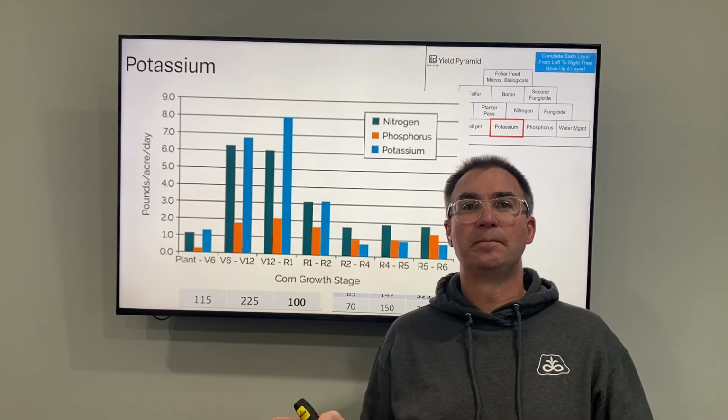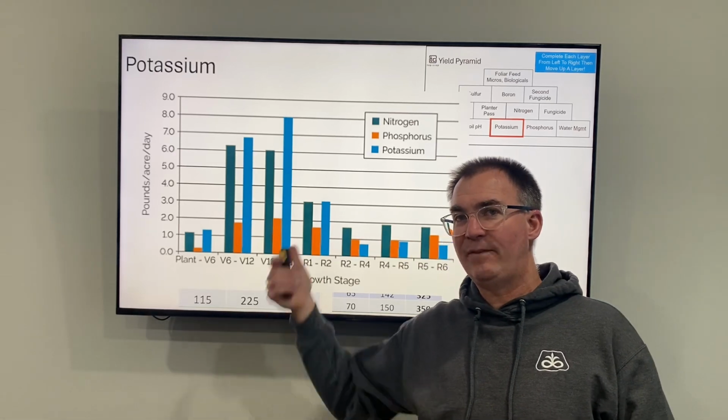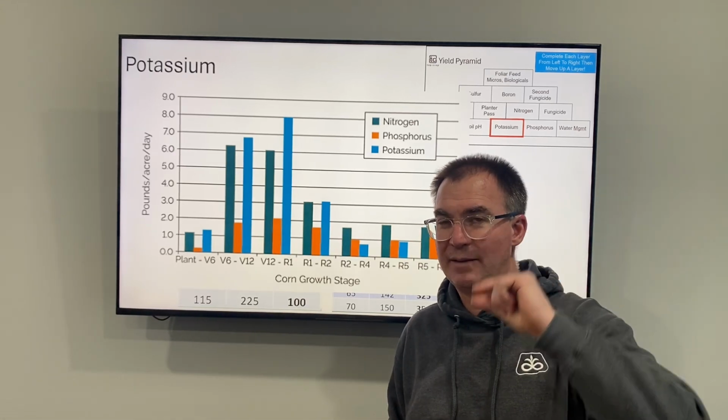So let's say you're a no-tiller. I broadcast all my fertilizer on the soil surface. I never work it in. How far does the potassium move down the soil? Not much.